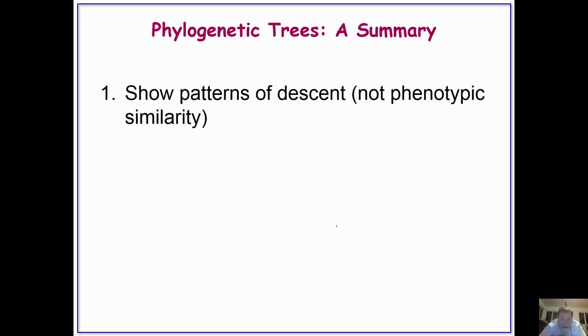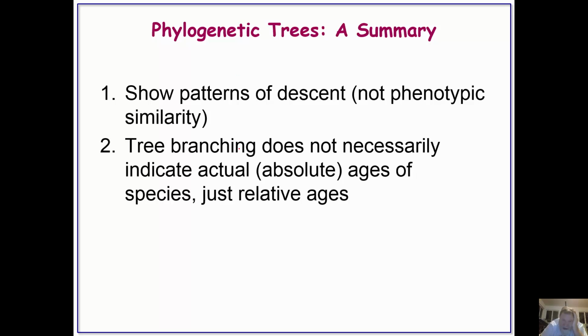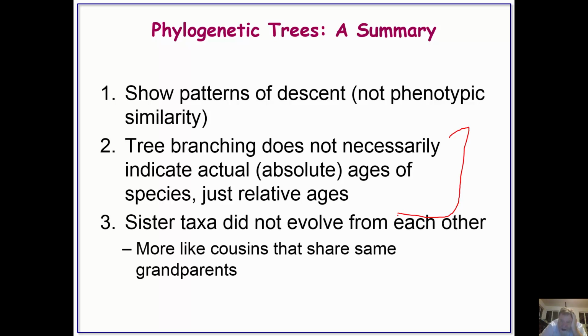And so, in a phylogenetic tree, we show patterns of descent, not phenotypic similarity. A lizard and a snake may look like one another, but they are not the same thing. In the past, when things looked that much alike, we would classify them as being alike. Tree branching does not necessarily indicate actual absolute ages of the species, just relative ages. Again, evolution takes a little bit of time, and we think that things that are more related to one another shared a common ancestor a little bit closer ago.